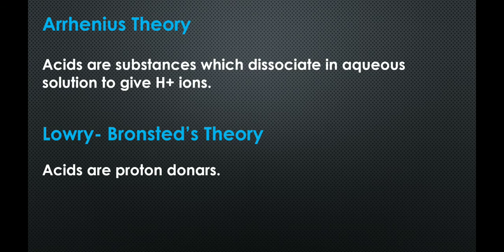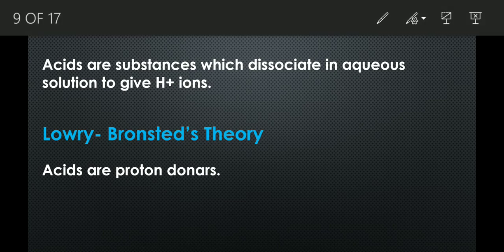Now, there are two types of theories. One is the Arrhenius theory and another one is the Bronsted-Lowry or Lowry-Bronsted theory, which actually defines acid. According to Arrhenius theory, acids are those substances which dissociate in aqueous solution to give hydrogen ions. As I have already told you, strong acids will dissociate completely while the weak acids will dissociate partially. And according to the Bronsted-Lowry theory, acids are proton donors.